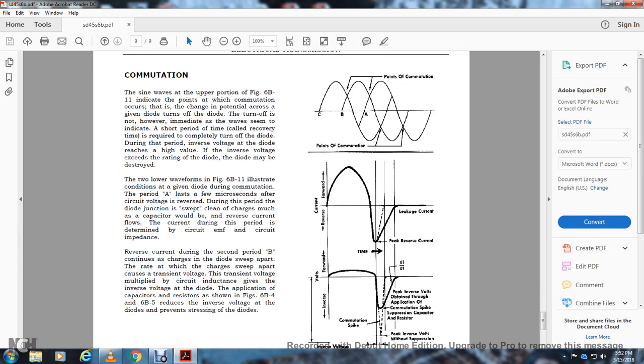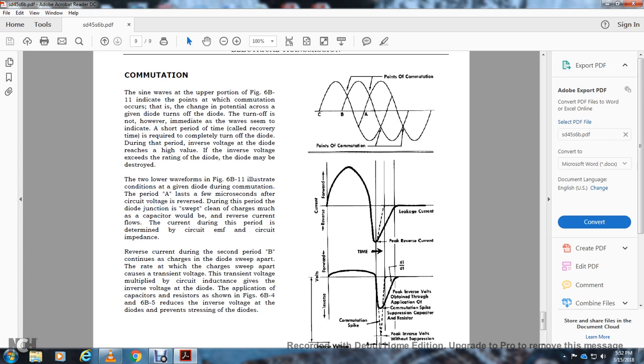Alright, commutation. The sine waves in the upper portion of 6B11 indicate the point at which the commutation occurs, when the change of potential causes the diode to turn off. The diode does not turn off immediately; there is a short period of time called the recovery time that is required for the complete turn off of the diode. During this period the inverse voltage of the diode reaches a high value, and if the inverse voltage rating of the diode is exceeded, the diode may be destroyed.